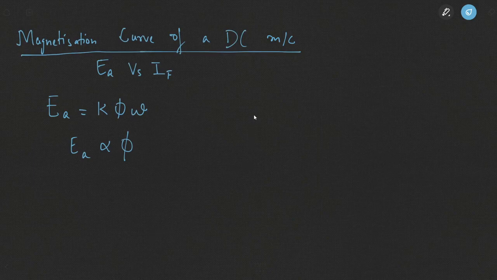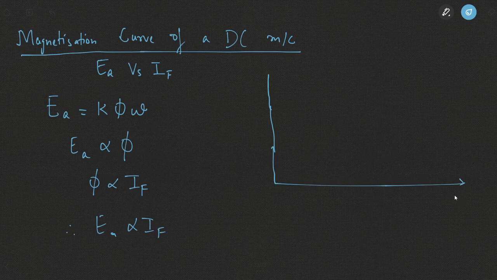So therefore, since flux is proportional to IF, you can say EA is proportional to IF. So this is EA, this is IF. There will be a linear relationship between EA and IF since they are directly proportional.